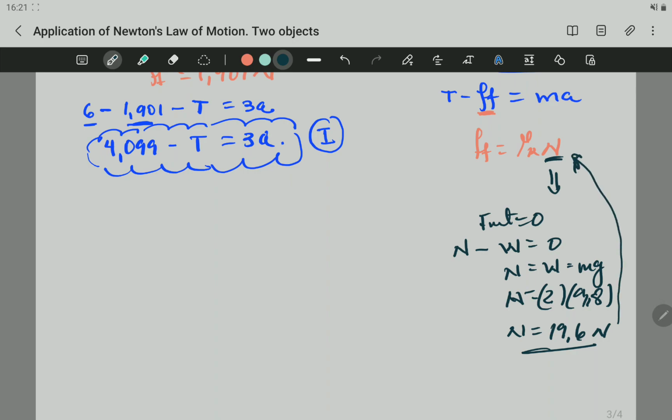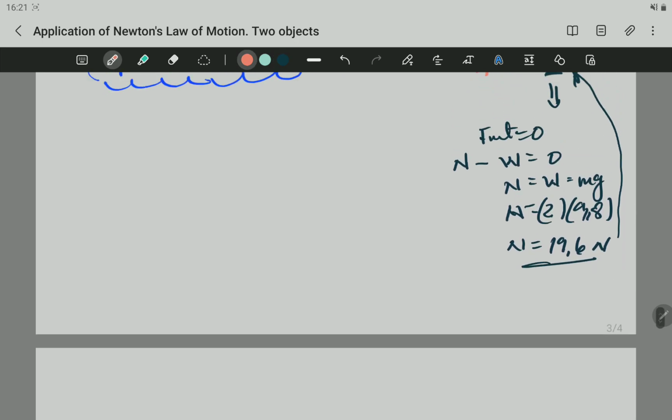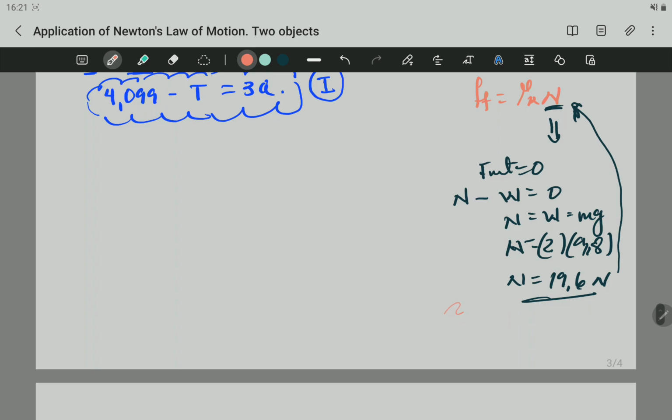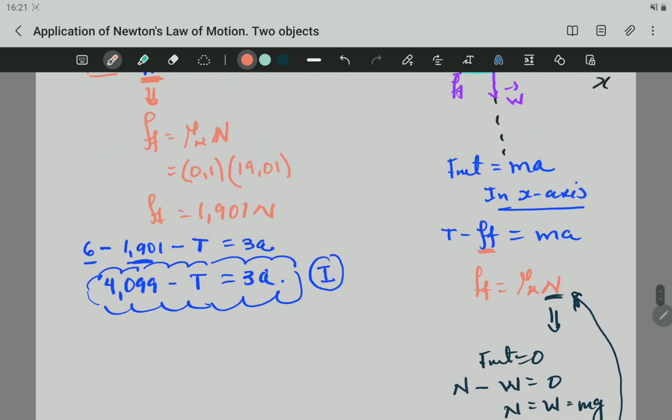So remember, what we're looking for is actually friction right now. So let's substitute there for friction. Let's write it here in this small corner. Friction is equal to 0.1, the same number because it is made of the same material, multiplied by 19.6, and the frictional force here is going to be 1.96 Newton.